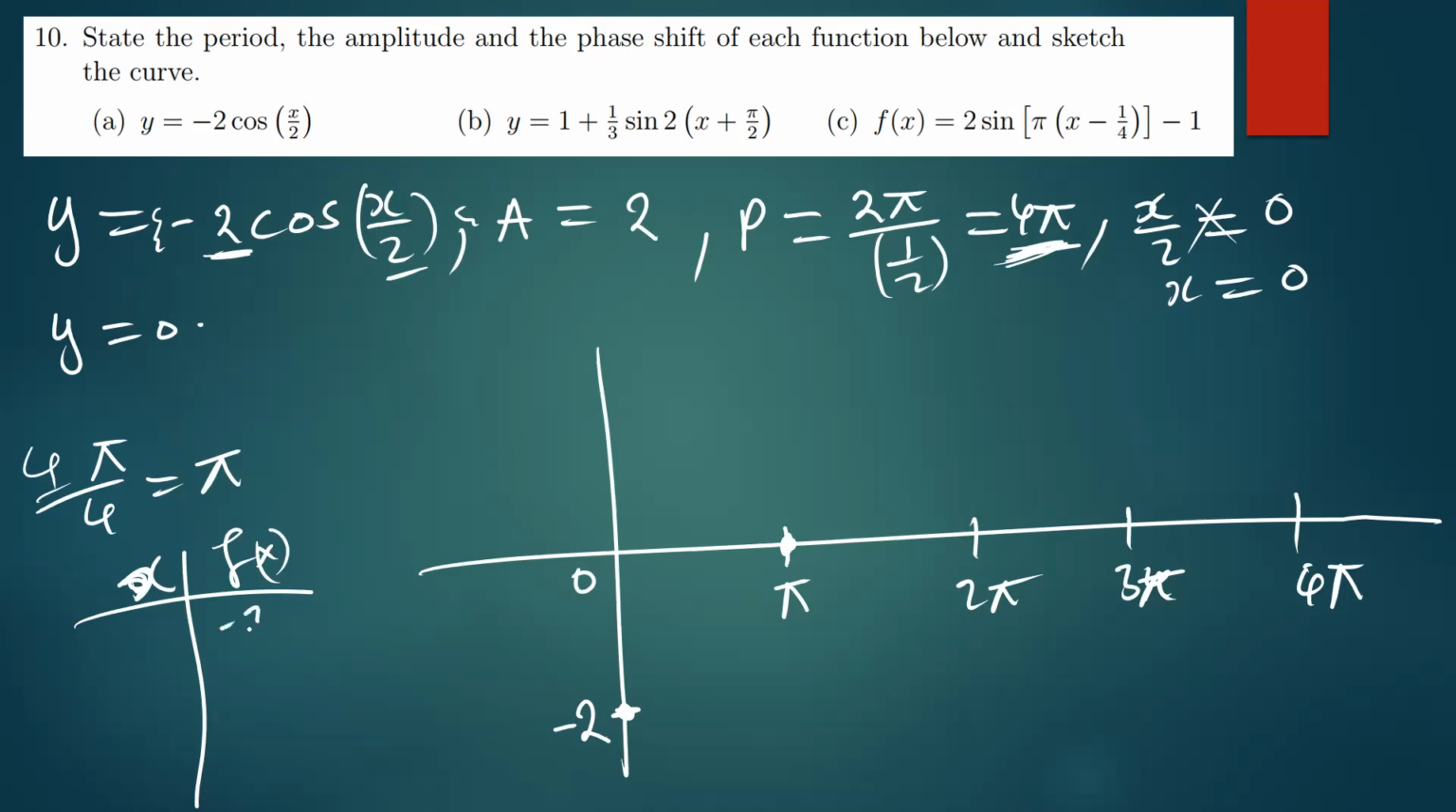So we have negative 2 if we put 0. Then if we put pi, we have 0. Then if we put 2 pi, it's the same as cos 180, which is the same as cos pi, times negative 2. Cos 180 is negative 1, times negative 2, we're going to get positive 2. So we have our positive 2 there.